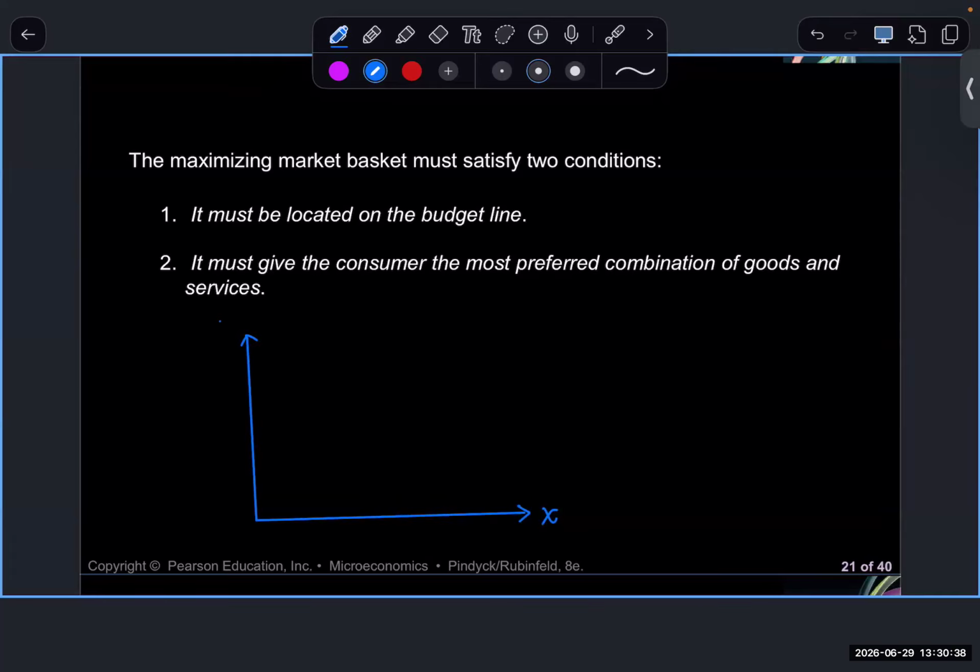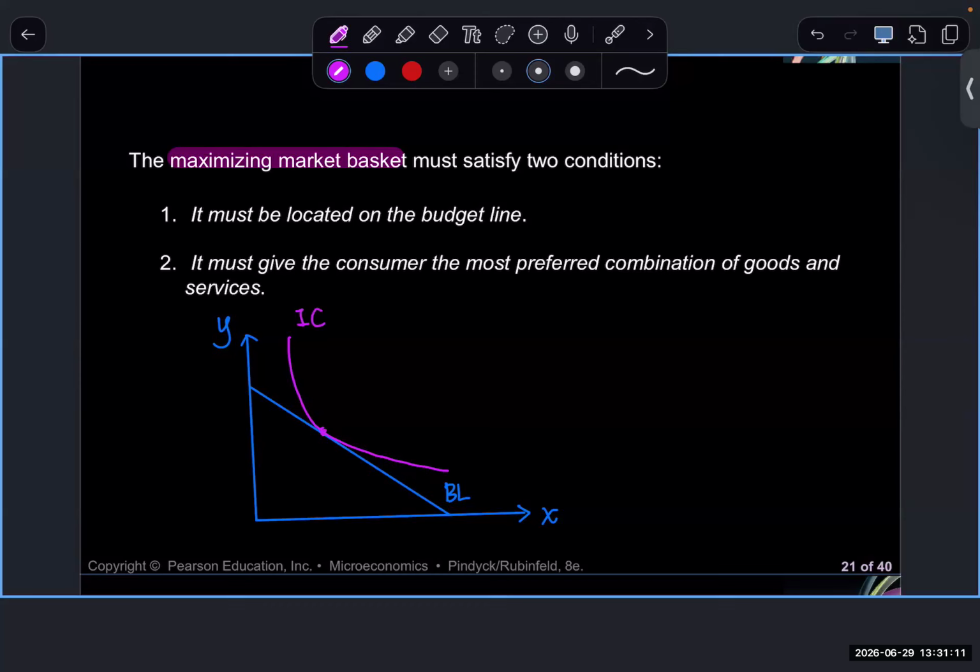We have two goods, X and Y. We have a budget line, suppose here. Okay, this is the budget line. And the indifference curve, so the maximizing point should be where the indifference curve is tangent to the budget line, right? So the pink one is our indifference curve, which is tangent to the budget line. So this is our optimal bundle, okay, optimal basket.